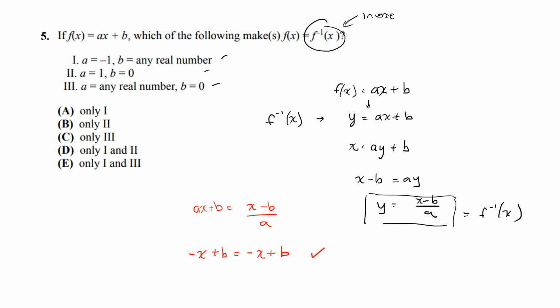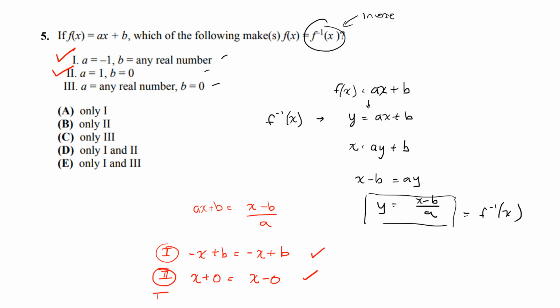So it seems like choice 1 does work, so we confirm that. Let's go to choice 2. If a equals 1 and b is 0, we get x plus 0 equals, again with a as 1 and b as 0, x minus 0. That also works, so that confirms choice 2.